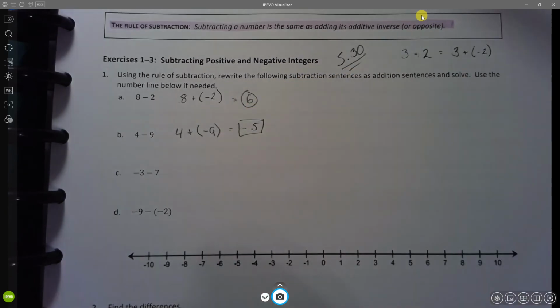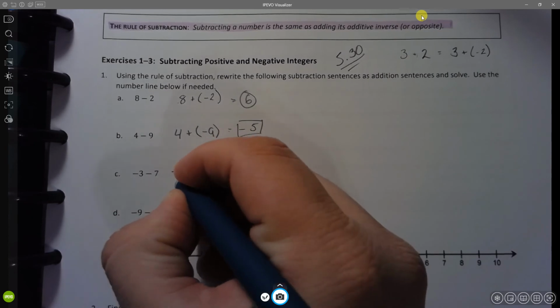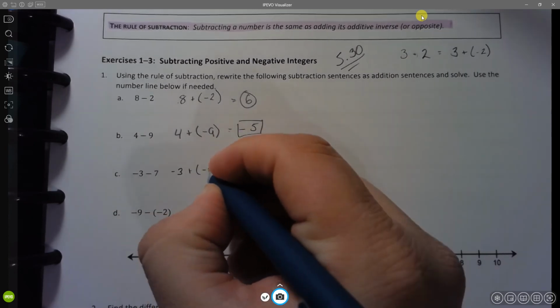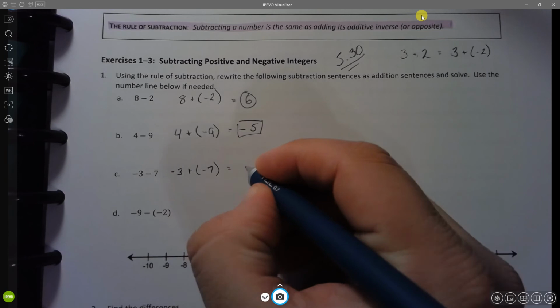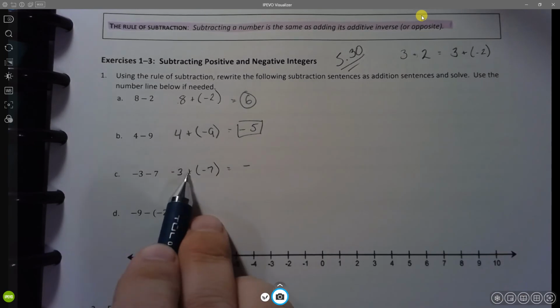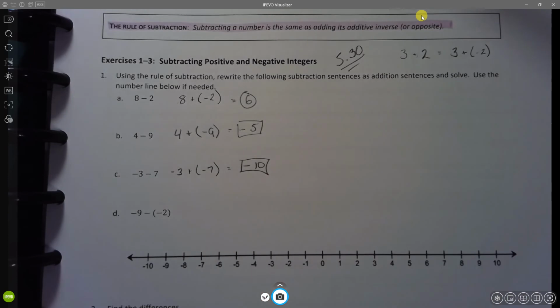All right, so now we're going on to C, and you get the gist of this. It should be keep the first number, add the inverse of the second number. So now we got a negative 3 plus a negative 7. Two negatives gives us a negative. So what's 3 plus 7? 10. So my answer is a negative 10.